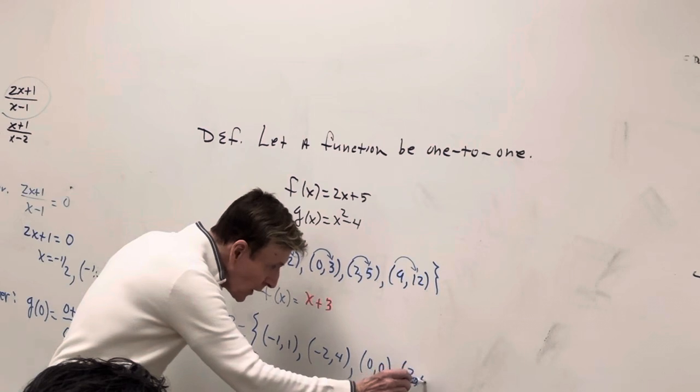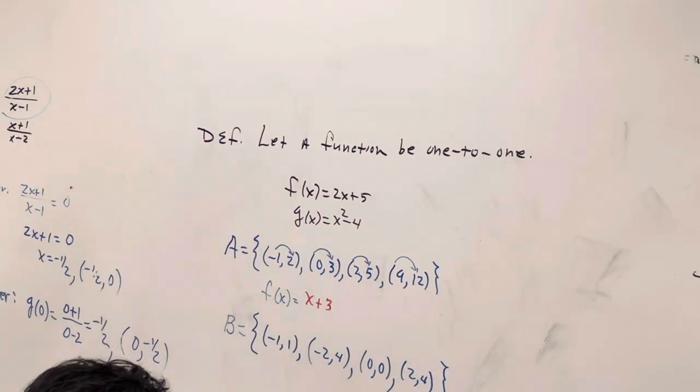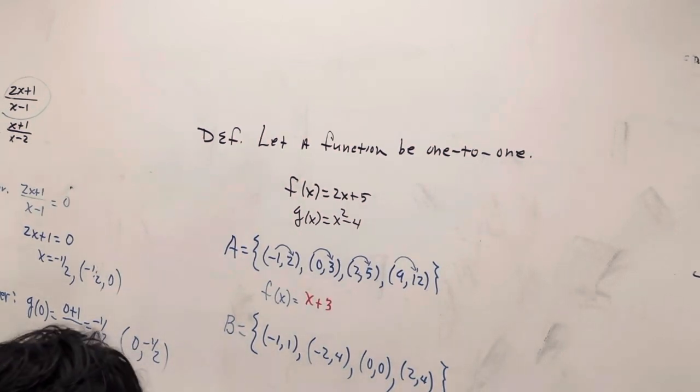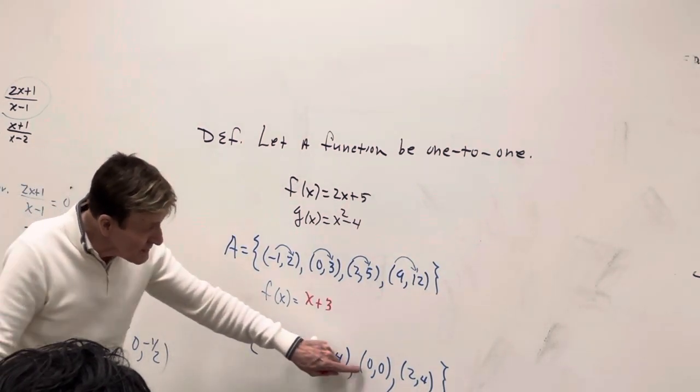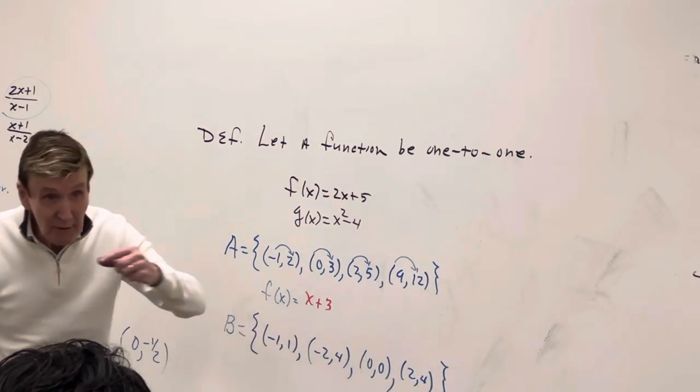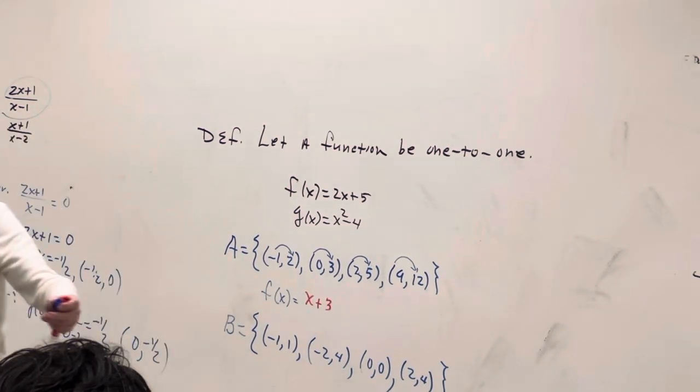2, 4. Now first, let's check and see, is it a function? Most students will say, Professor, for it to be a function, the x's must not repeat. -1, -2, 0, 2, I do not have an x repeat. That's all it takes to check for a function. So it is a function.